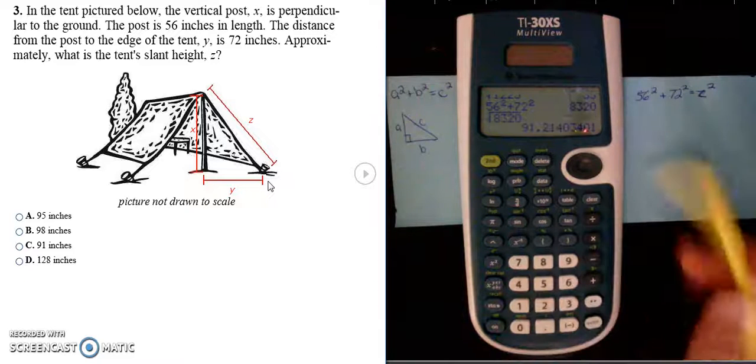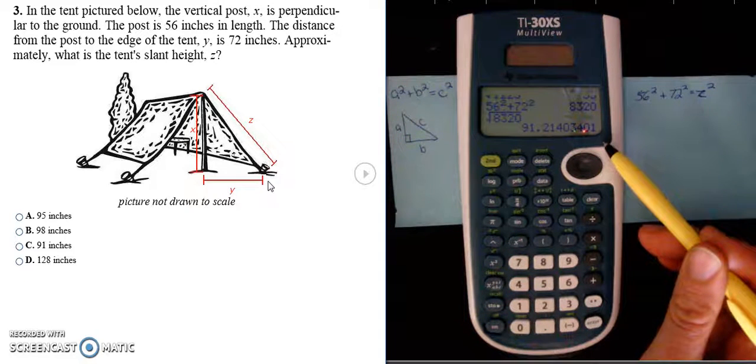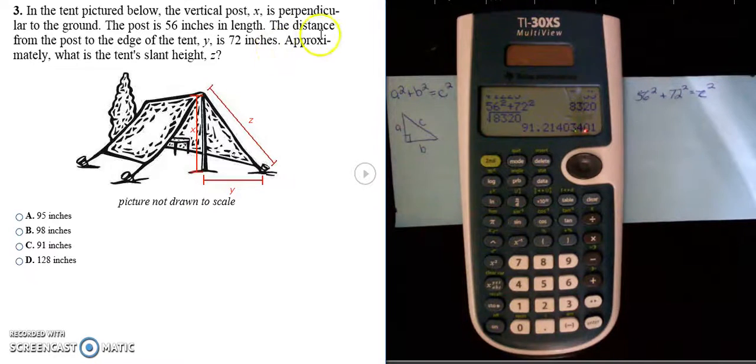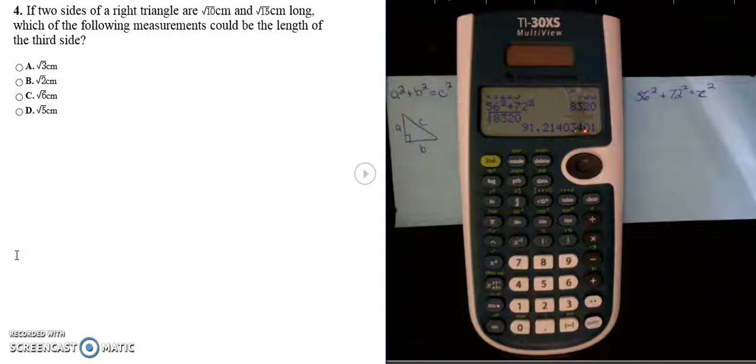I press enter, and I get this decimal. And if I look, it said approximately. So approximately means that I'm going to round. And the number here that is closest to what's on my calculator is 91, so C is going to be my final answer.